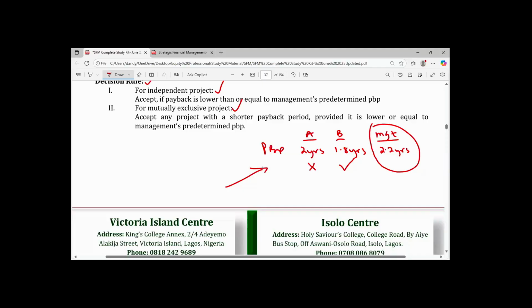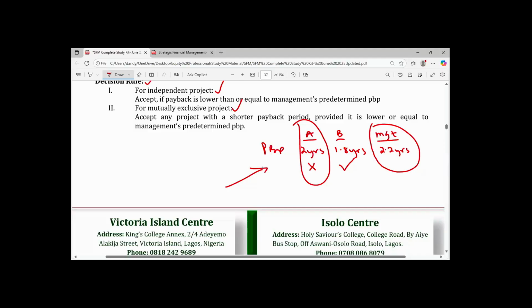So in this case, what you are supposed to say is that the calculated payback period is, for example, for this project A, 2 years. So you then say the calculated payback period is 2 years, or this project will pay back the initial investment within 2 years. However, there will be no basis for the acceptability of the project since the management predetermined payback period is not given. That's all you need to say.